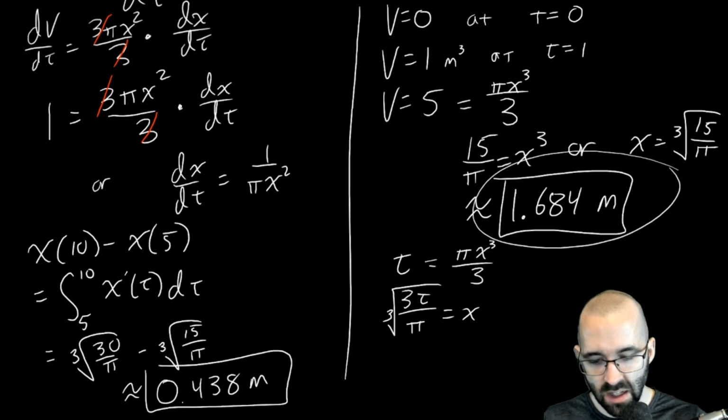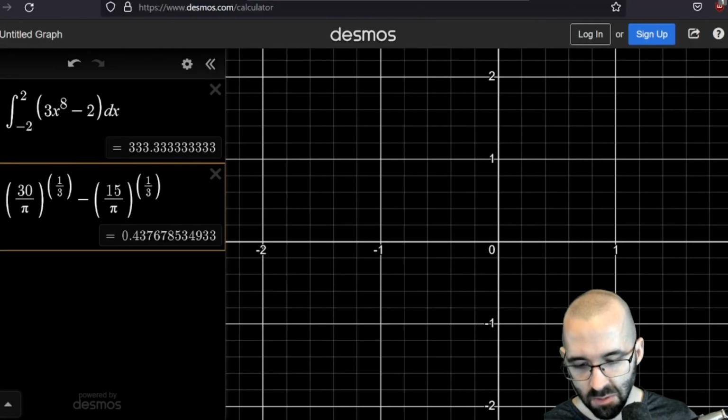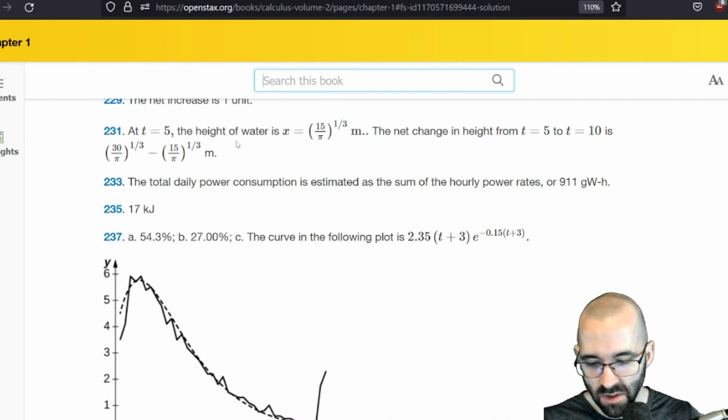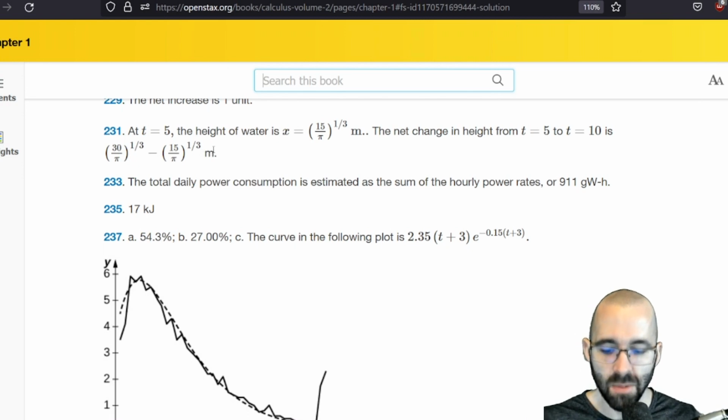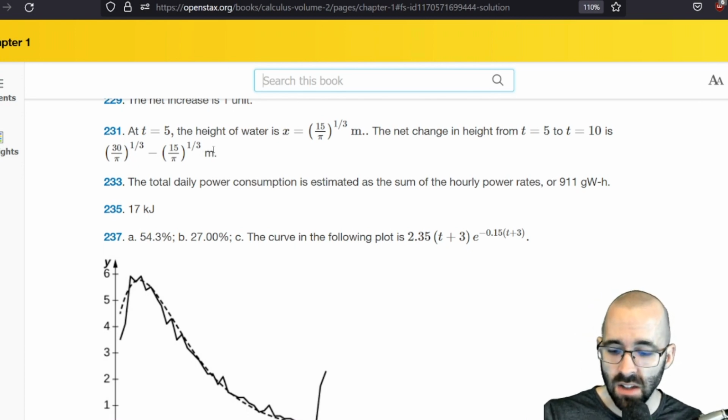This over here was the height. They're both in units of meters. You can check your answers over here. That's exactly what we typed. The net change, yep, that's exactly what we typed as well. Because this is an application, I will prefer decimal approximations. Otherwise, I prefer exact answers like they have here.